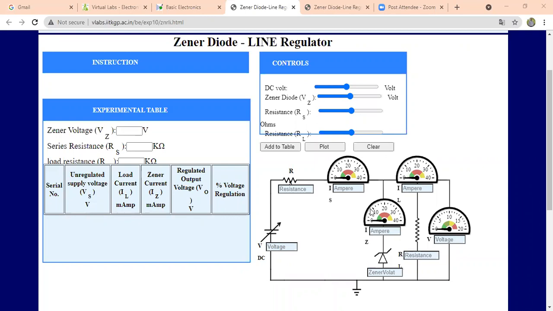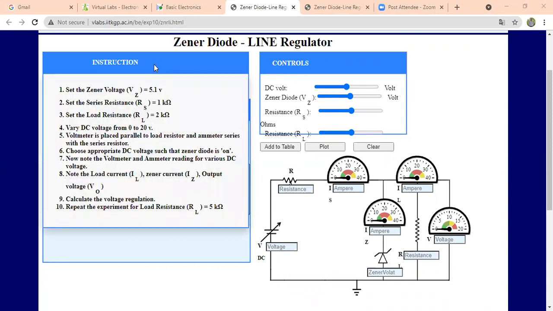This is the current value which is regulated by the Zener diode, this Zener diode Z. This is the Zener voltage which we are giving. And this is your load resistance. This is your output voltage. So these are the parameters which we are going to vary basically: the Zener voltage, series resistance, and load resistance. These are the basic instructions which we'll be using to perform our experiment.